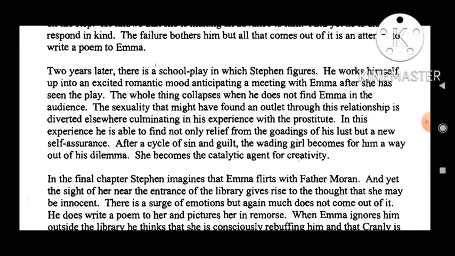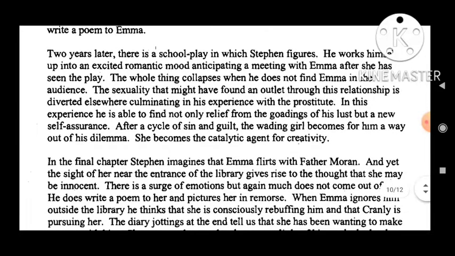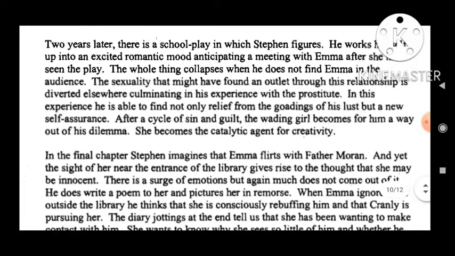The whole thing collapses when he does not find Emma in the audience. The sexuality that might have found an outlet through this relationship is diverted elsewhere, culminating in his experience with the prostitute.